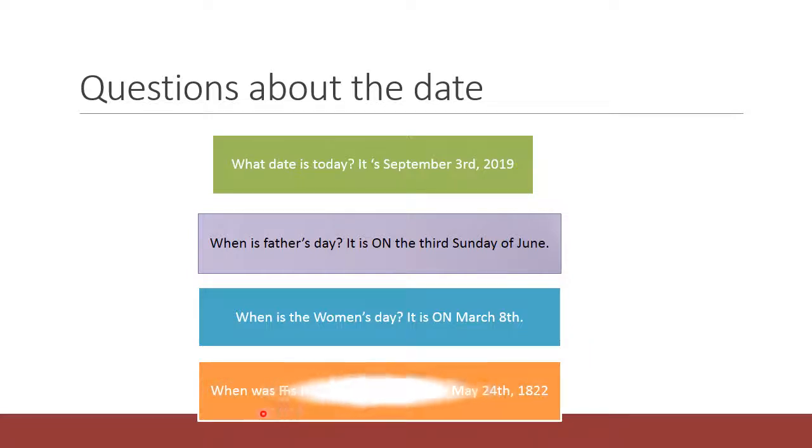And the last question, when was the Pichincha Battle? This question is in the past, so we will use the verb to be in the past. It was on May 24, 1822. So notice here that we're using the preposition "on" to talk about the date. Also, you need to remember that in English, we always write days of the week and months of the year with capital letters. That's the rule.